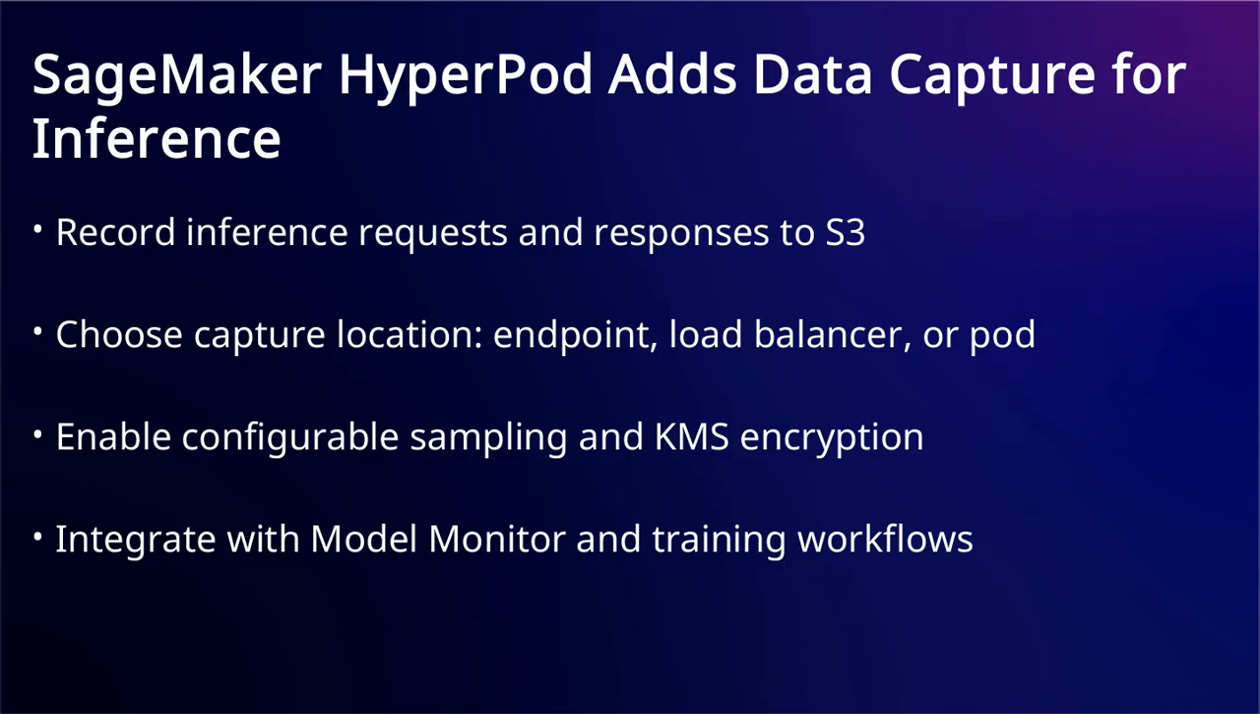You can record inference requests and responses to S3 for analysis and model improvement. You choose where to capture traffic on each endpoint, whether at the SageMaker endpoint, load balancer, or model pod level. The feature delivers data asynchronously without blocking inference operations. You can enable configurable sampling and apply customer-managed KMS encryption for security.